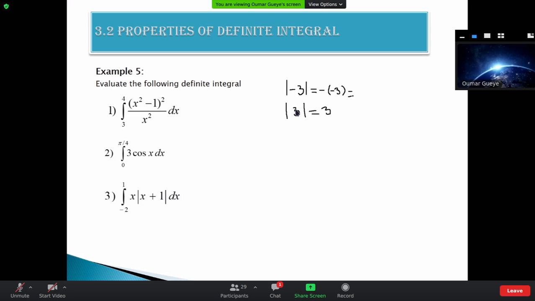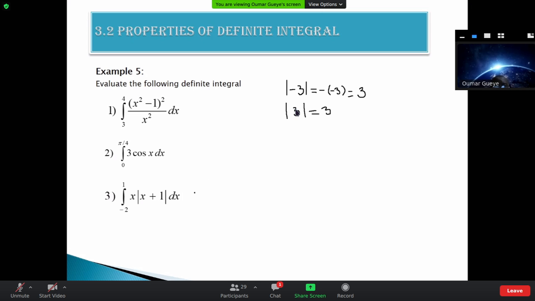And this is equal to 3, because absolute value always returns a positive number. If you put in a positive number inside, the return is the same thing. If you put in a negative number, it's going to multiply with -1 and return the positive part. So that's why we need to know the sign of x plus 1 in order to know how to drop the absolute value.